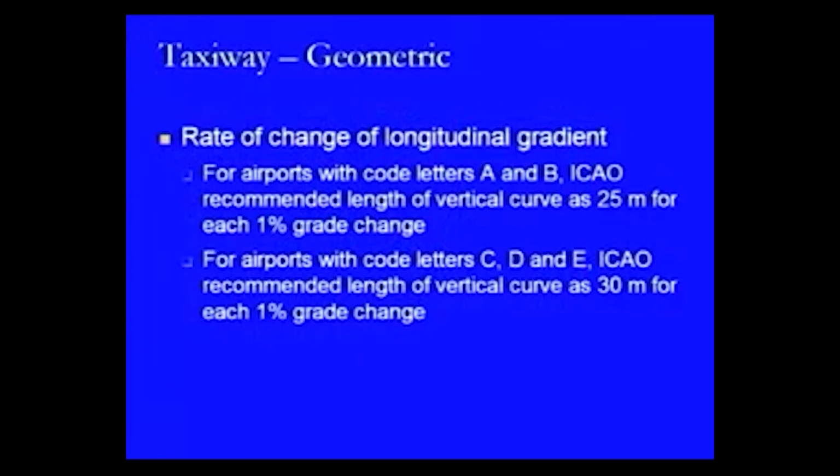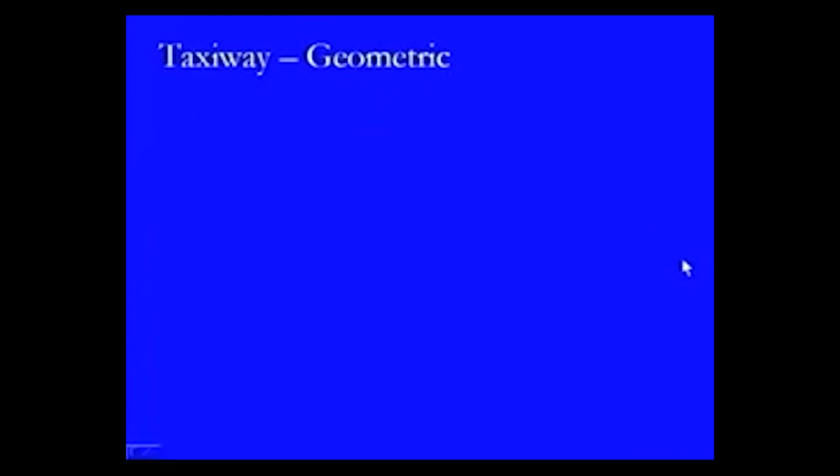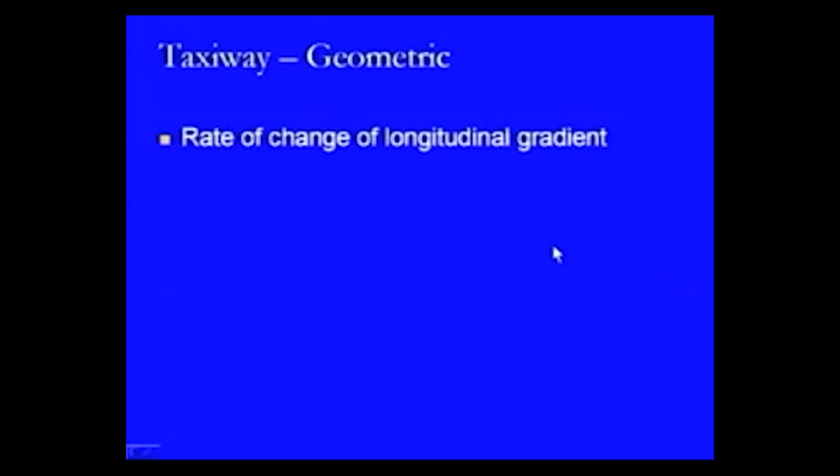Whereas, in the case of the airports which are designated by the code letters C, D and E, then ICAO again recommends the length of the vertical curve as 30 meters for each 1% change in the grade. So, these are the specifications with respect to the type of the airport and the value which is recommended as a rate of change, along with the length of the vertical curve and the overall value which is to be provided in this case.